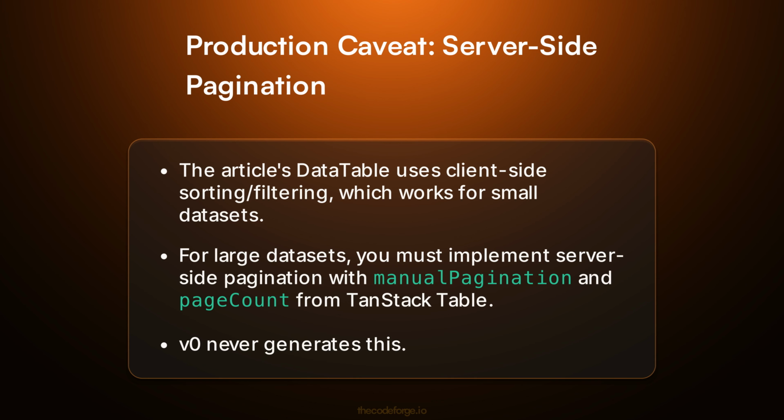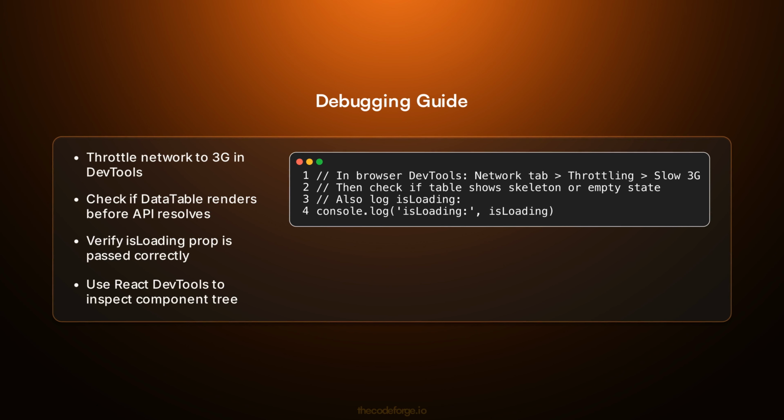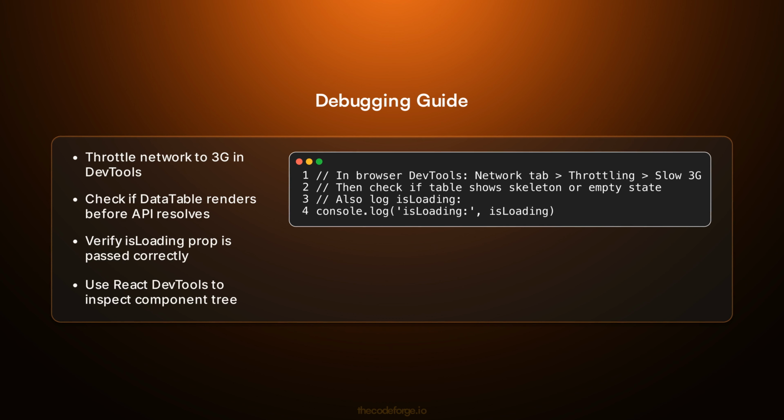V0 never generates this. To debug loading state issues, throttle your network to slow 3G in DevTools. Then, check if the skeleton appears. Also log the isLoading prop to verify it's being passed correctly.